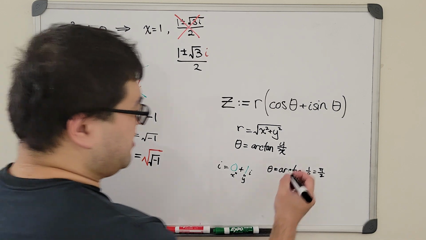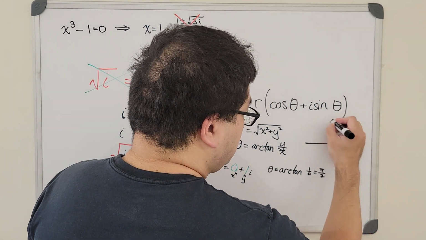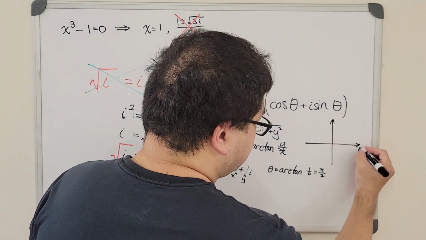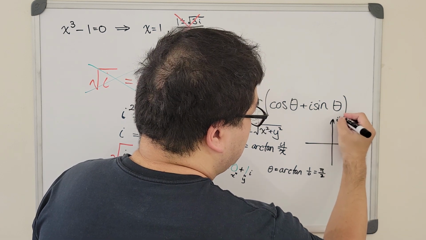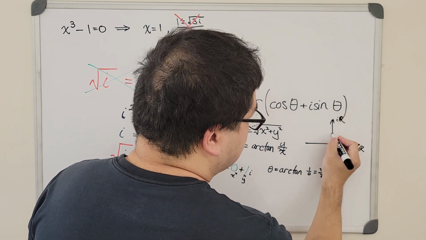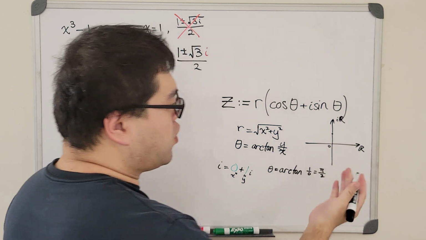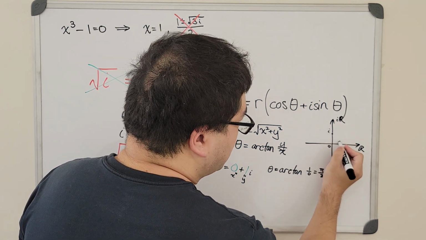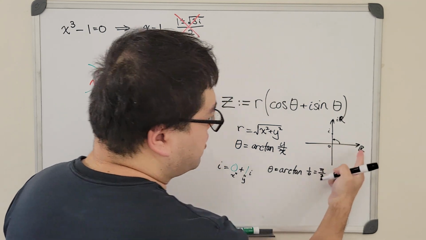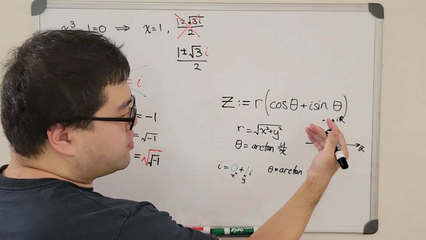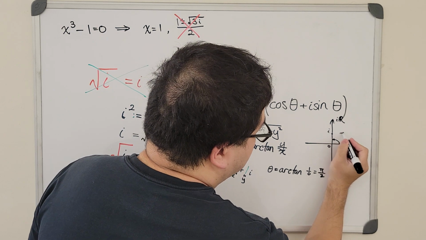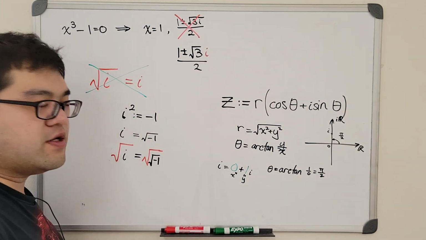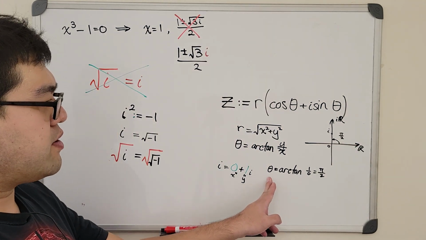And from the plane, you can see that i is 1 unit above the origin, which is right here. So if we rotate from the positive x direction, or the real line, counterclockwise, we rotate 90 degrees, or pi over 2 radians. And that's how we get the angle here.